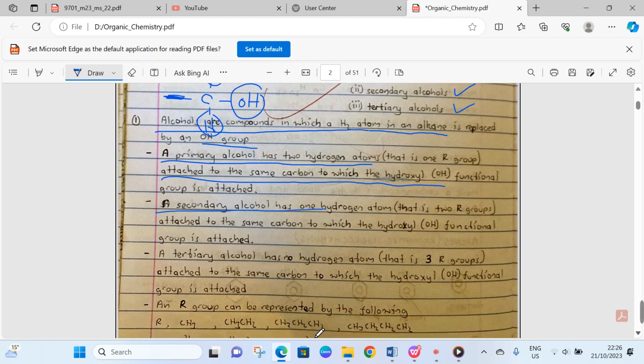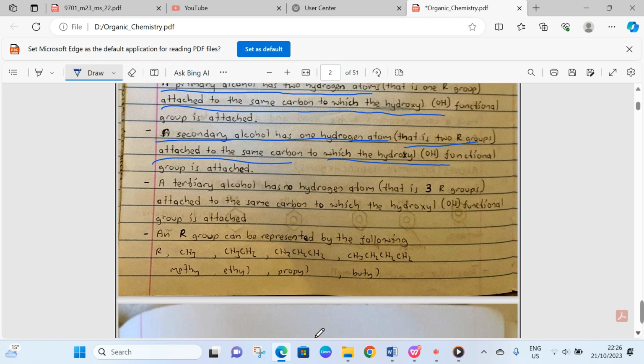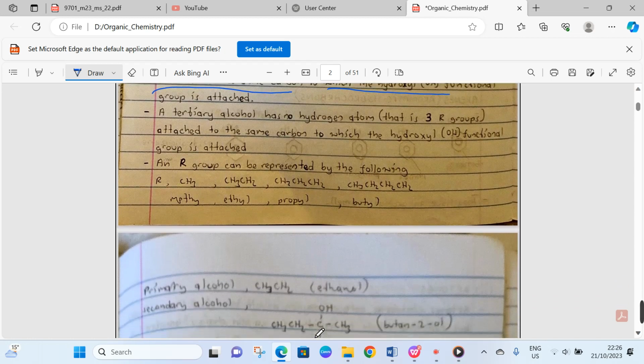A secondary alcohol has one hydrogen atom, that is, two other groups attached to the same carbon atom to which a hydroxyl functional group is attached. So that's what I just meant to say there. So there's a point I need to make clear here. This one.